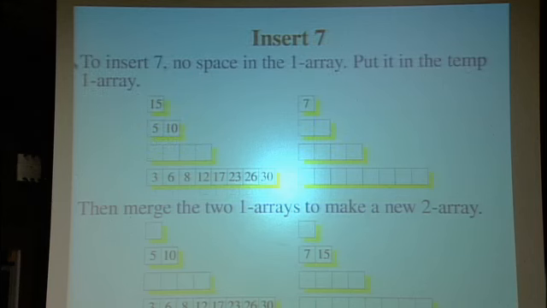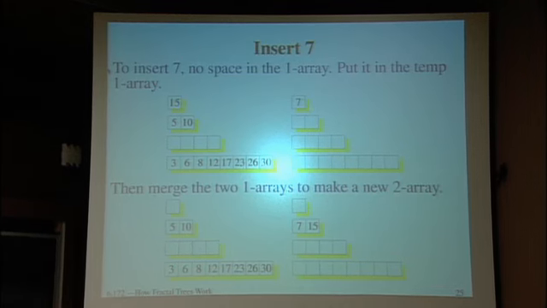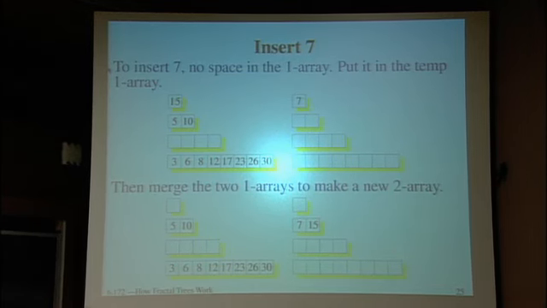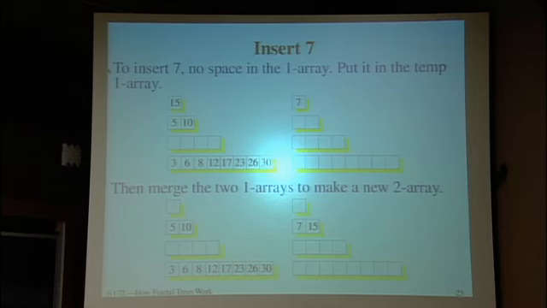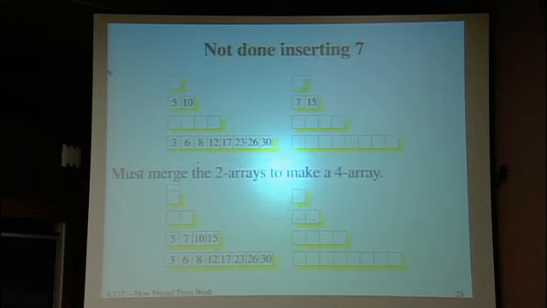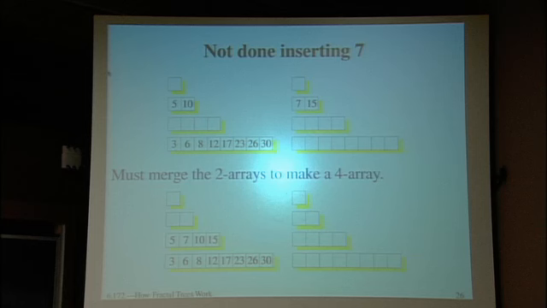Now I want to insert a 7. There's no place in the 1 array, so I'm going to put it in the 1 array over on the temp side. And then I'm going to merge the 2 1 arrays to make a 2 array. So the 15 and the 7 become 7 and 15 here. I couldn't put it there because that array already was full. And then I merged those 2 to make a new 4 array. So this is the final result after inserting those 2 items. That makes sense? It's not a hard data structure.